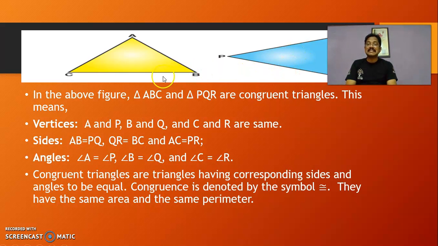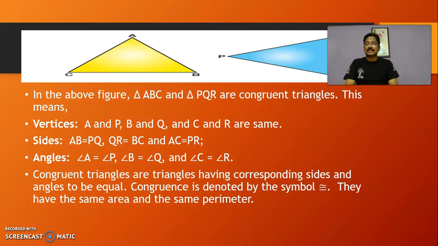And AC is equal to PR. Clear? So all three sides of one triangle, AB, BC, AC, are equal to the corresponding sides, PQ, QR and PR.